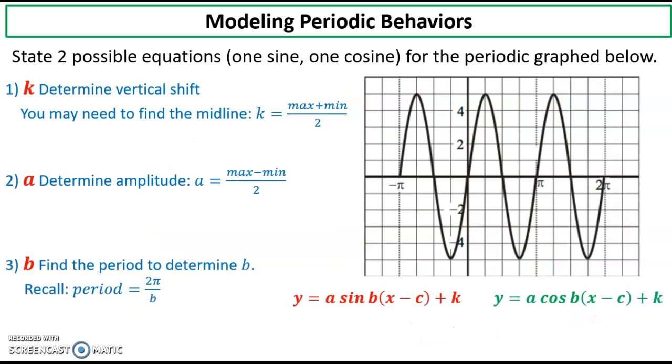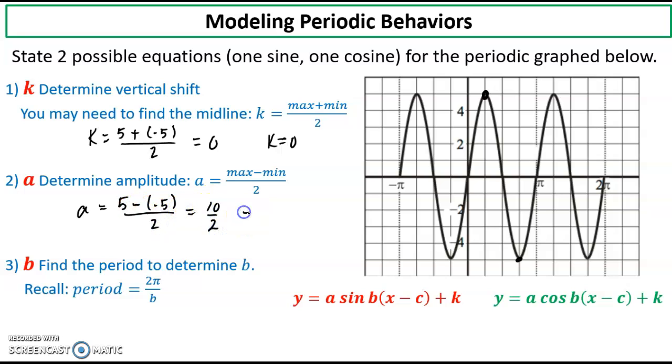All right, so state two possible equations, one sine, one cosine, for the periodic function graph below. And we did this in both of our classes. All right, my vertical shift. My maximum y value is 5. My minimum y value is -5, divided by 2. So my midline, my value of k, is 0. Amplitude: A is max minus min divided by 2. So this gives me 10 divided by 2. So A has a value of 5.